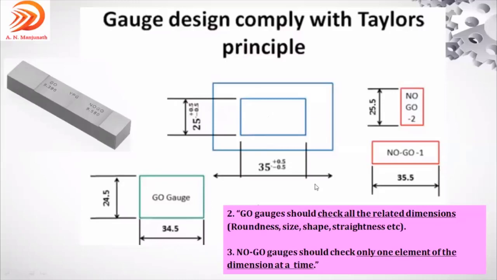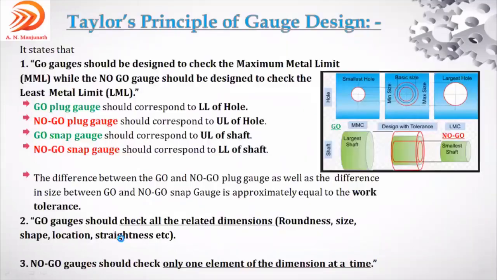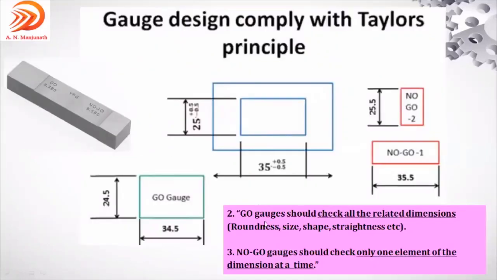See, as per the statement, I copy-pasted the same statement which is there in the previous slide, the second and the third one. You can see over here, the second and the third one, the same thing I copied over here, so that it will be easy for you to understand. See, the second point: the go gauge should check all the related dimensions, roundness, shape, size, straightness, like this, all the related dimensions.